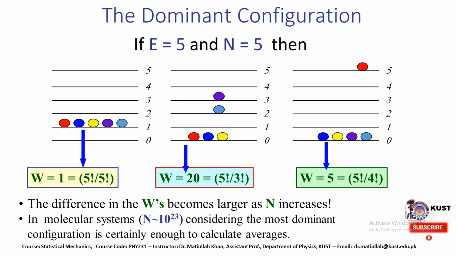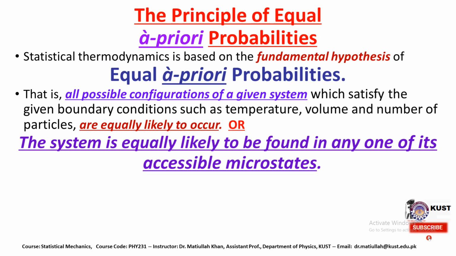The dominant configuration is such that the difference in the W's becomes larger as n, the number of particles, increases. And in molecular systems that have almost 10^23 particles or molecules, we must consider the most dominant configuration to calculate the averages of that particular system. So what we do is use again the concept of probability, which is actually the basic postulate of probability, to deal with these systems.